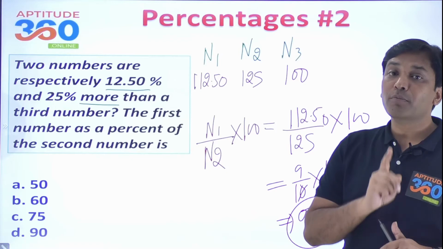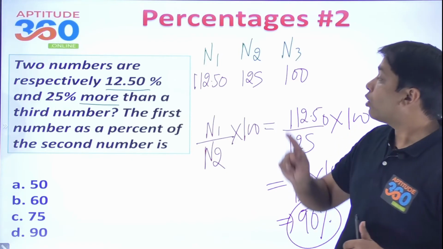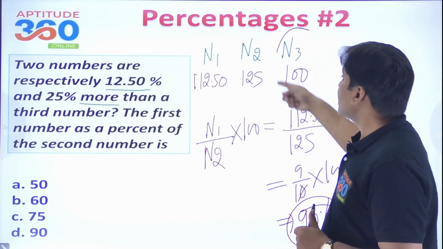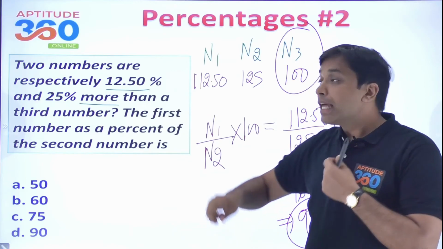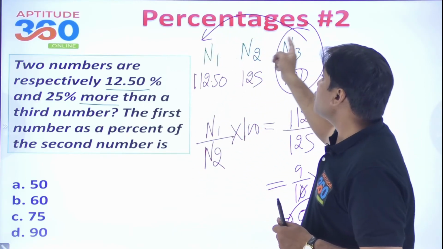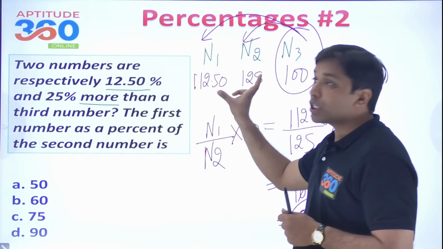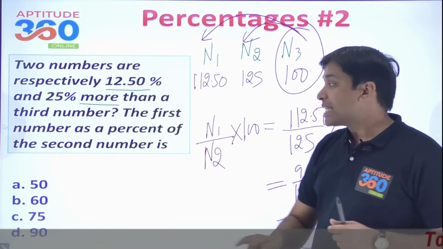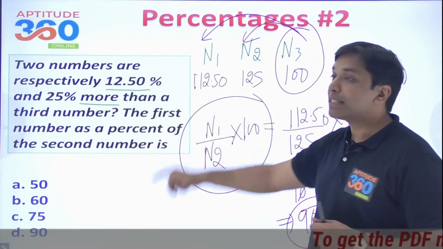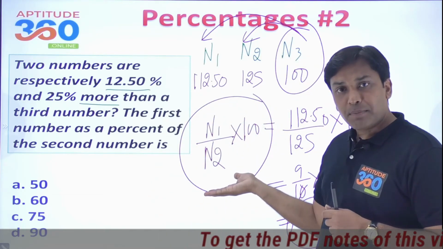So what is that I'm trying to make you understand? क्या समझाना चाहता हूं मैं? आप अगर इस नंबर को 100 ले लोगे, then it would be very easy for you to find out these two numbers. And once you have found out these two numbers and you know the basic of finding out the percentages, it becomes pretty simple, right?